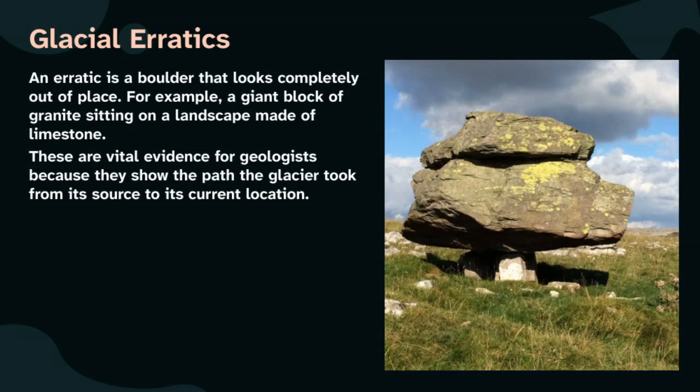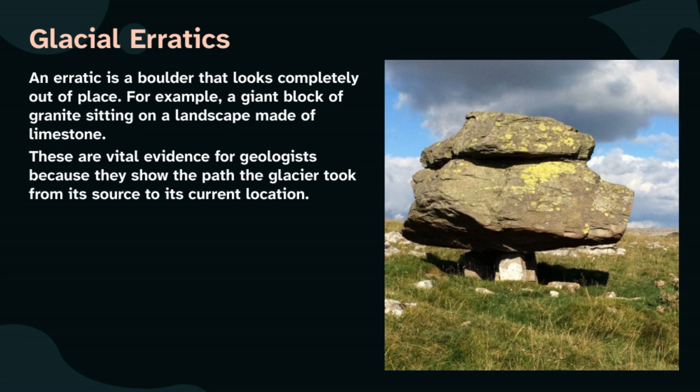Now let's look at glacial erratics. An erratic is a boulder that looks out of place. For example, imagine a huge block of granite sitting in an area where all the local bedrock is limestone. That would raise a question. How did the granite get there? The answer may be glacial transportation.